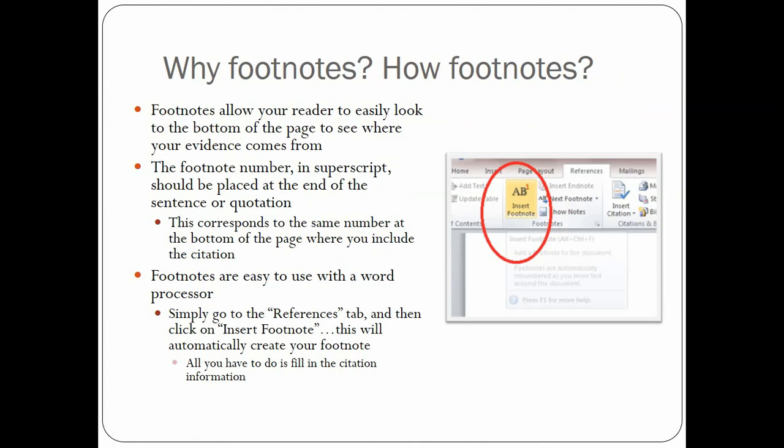Okay, so how do you cite your evidence? Well, in history, we typically use footnotes. And footnotes are great because they allow your reader to easily look to the bottom of the page to see where your evidence is coming from. So the footnote number in superscript should be placed at the end of the sentence or the quotation that you're using. And then this number will correspond to the same number at the bottom of the page where you'll go ahead and include your citation information.